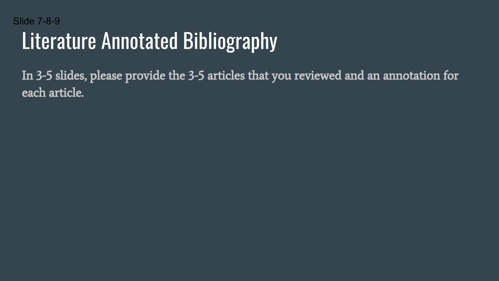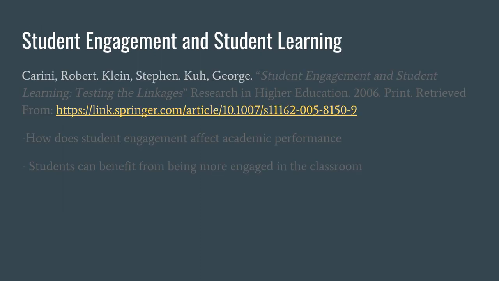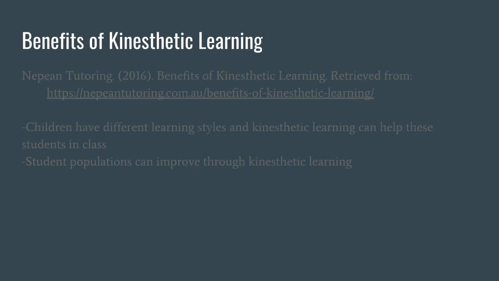The next part is my annotated bibliography. The first article I chose was Student Engagement and Student Learning. From here I wanted to look at student engagement affecting academic performance, and how students can benefit from being more engaged in the classroom. Ideally I want to find proof that student engagement benefits students in the classroom.